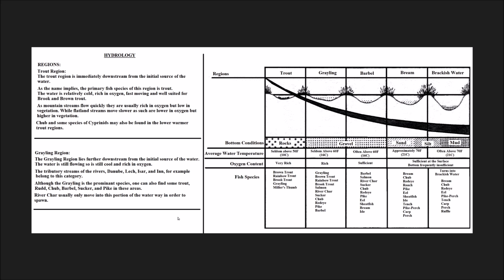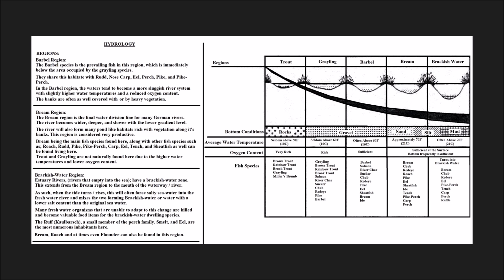Although the grayling is the prominent species, one can also find some trout, rudd, chub, barbel, sucker, and pike in these areas. River char usually only move into this portion of the waterway in order to spawn. So if you start catching river char into this area, you need to really check it and make sure that it's not into spawning, and or check your charts and make sure that you may have caught them in a closed season. In either case, they need to be released.